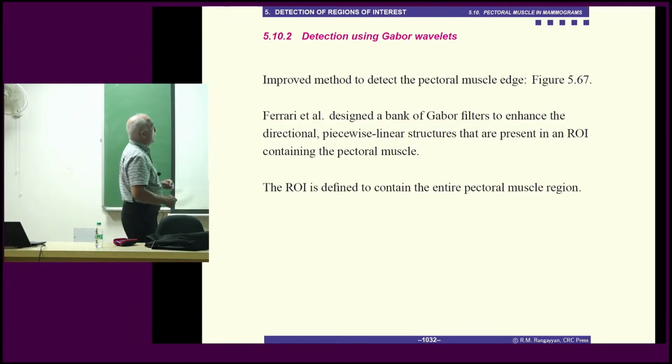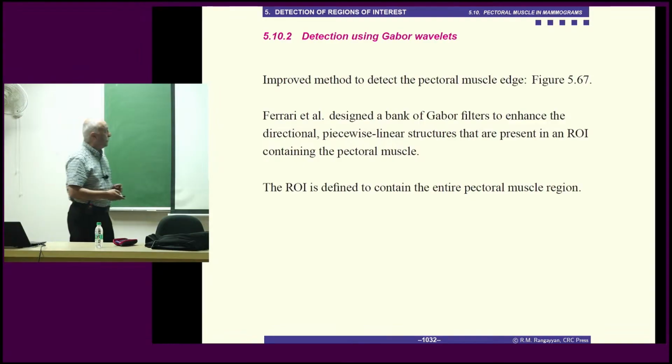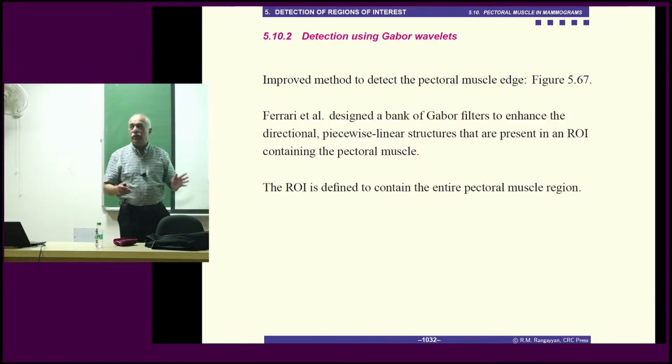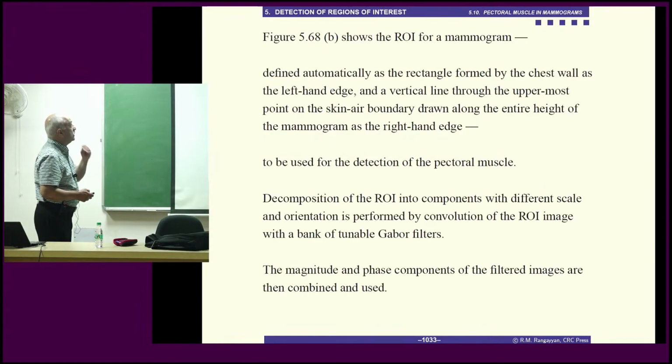Riccardo Ferrari, who did his PhD with me, applied Gabor filters with many constraints so that computation could be minimized and pectoral muscle edges that are not straight lines could be detected efficiently. So a bank of Gabor filters is used to detect piecewise linear structures, that is, making up the pectoral muscle edge. Here the region of interest is defined to contain the entire pectoral muscle region, because you cannot extend as a straight line like we did in the first case.